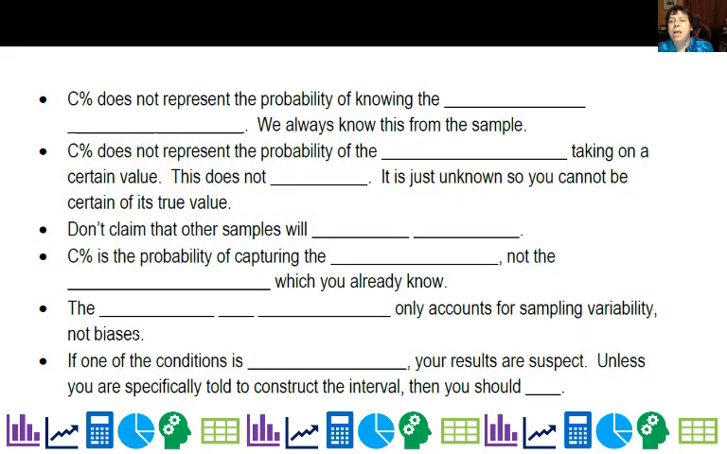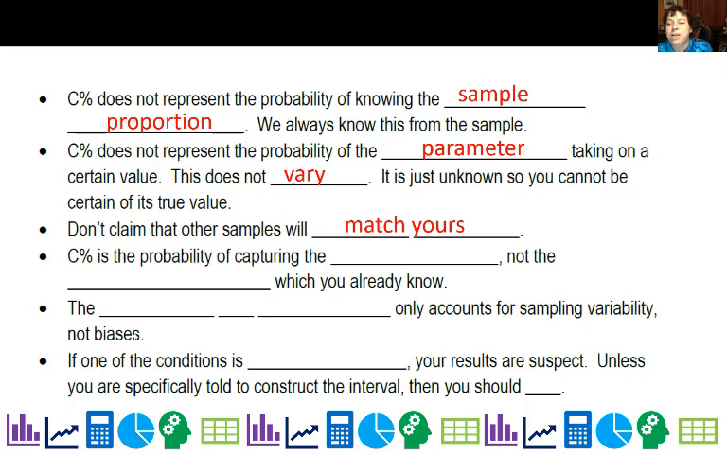All right. The confidence level does not represent the probability of knowing the sample proportion for us. It does not represent the probability of the parameter taking on a certain value. Parameters aren't changing on you. It is what it is, all right? Don't claim that other samples will match yours.